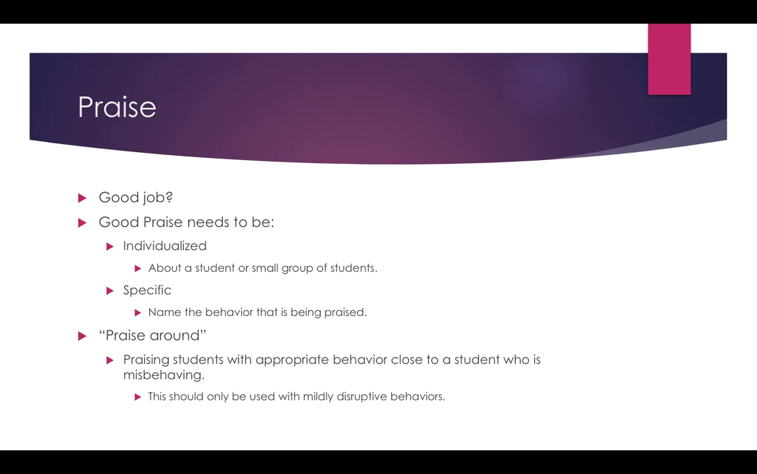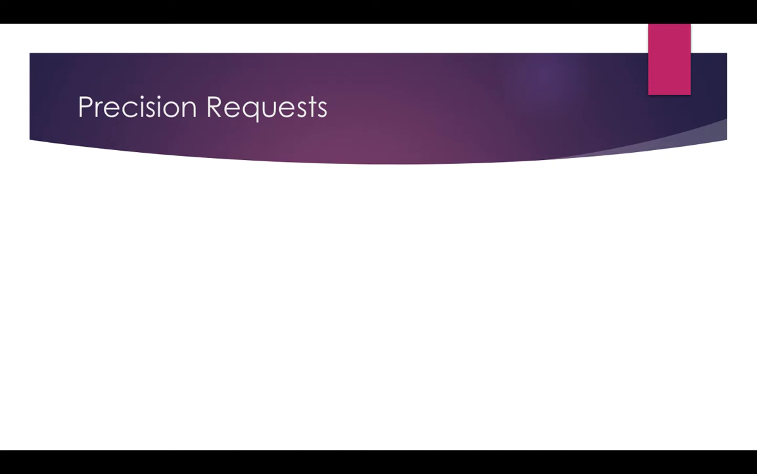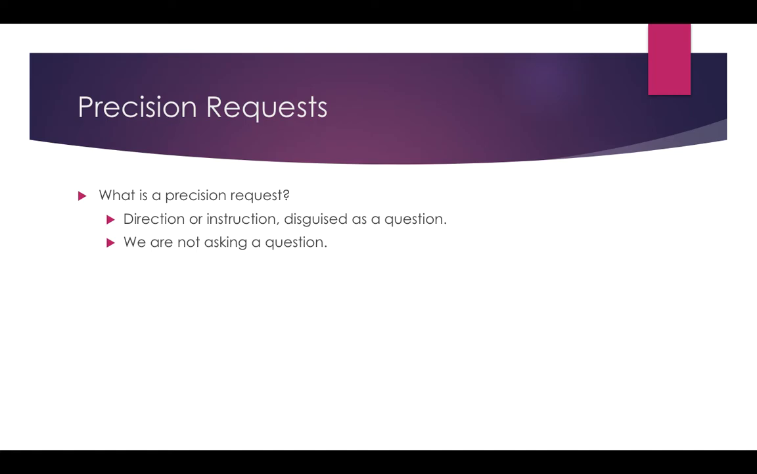So that leads us to our third P, which is a precision request. A precision request is direction or instruction that's disguised as a question. So I'm not trying to be sneaky and I'm not telling you to lie to my students. It's just a very specific request. We're not asking a question.